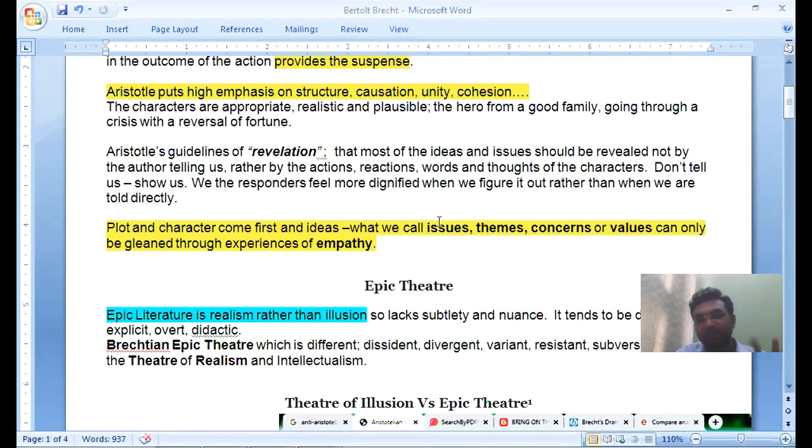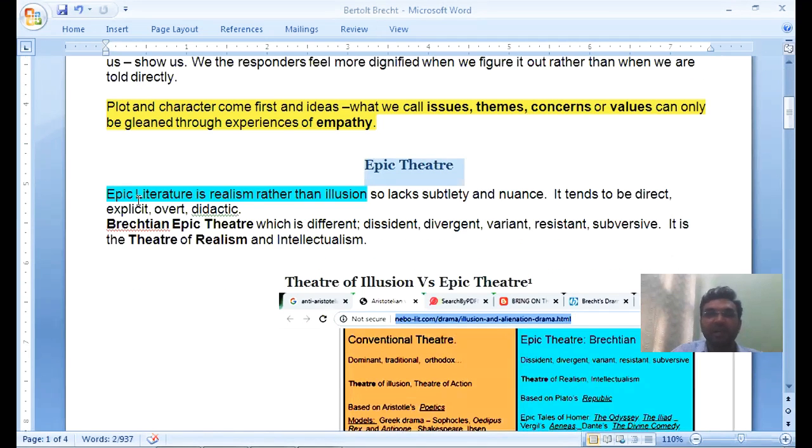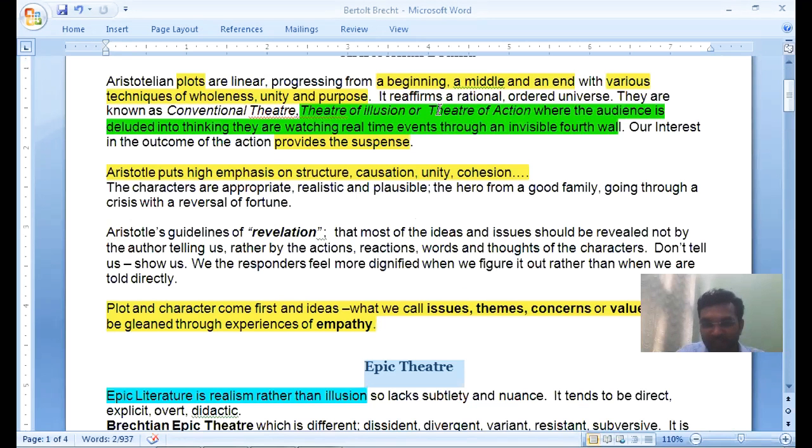Okay. Today's topic is epic theater. Epic theater is realism rather than illusion. There we are finding illusion in Aristotelian drama. Illusion, what kinds of illusion? You have that in the definition. The audience is deluded into thinking they are watching a real-time event through an invisible fourth wall. Okay, they are not watching a story. They think it is a real event. That is a kind of illusion.